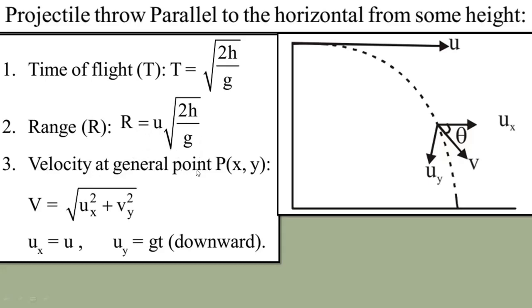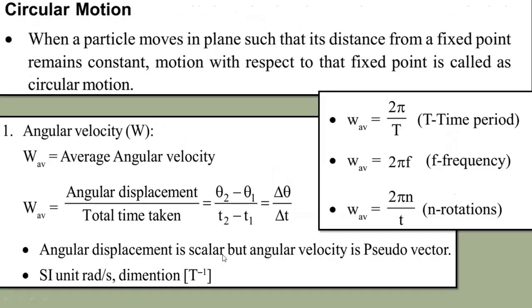Velocity at a general point P(x, y), where x, y are the coordinates of the point. So the velocity at that point is v equal to square root of ux squared plus uy squared. ux is equal to u and uy is equal to gt, downward. Then circular motion.